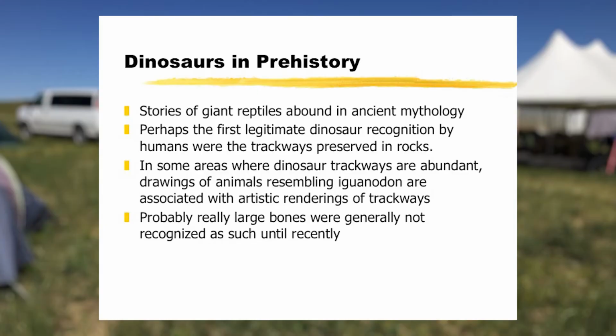All right, dinosaurs in prehistory. There are lots and lots of stories in every culture about things called dragons. Every culture has dragons. European culture has dragons. Asian culture has dragons. African culture has dragons. Everybody has dragons in their culture. That's pretty phenomenal. Why would cultures have something as strange as that?